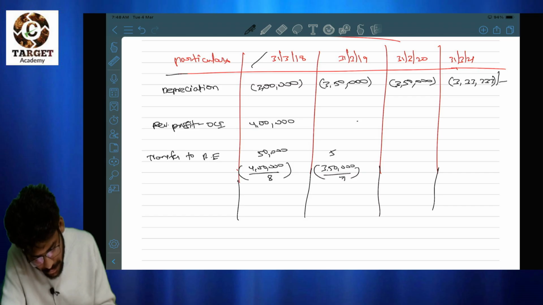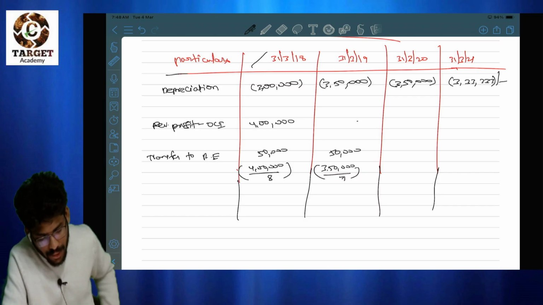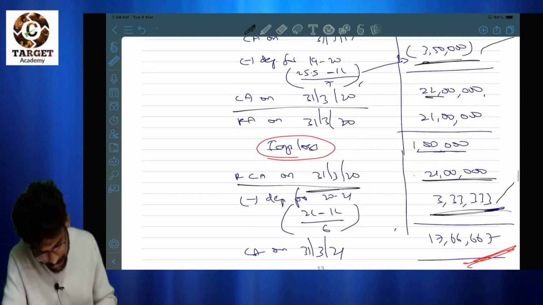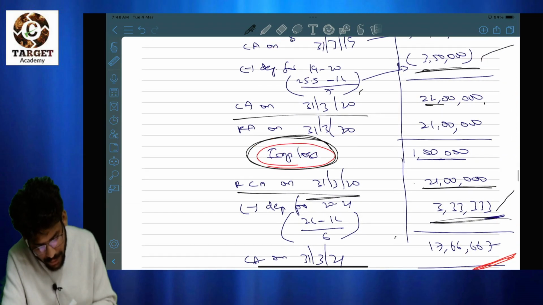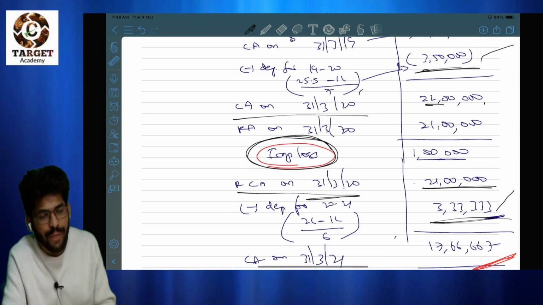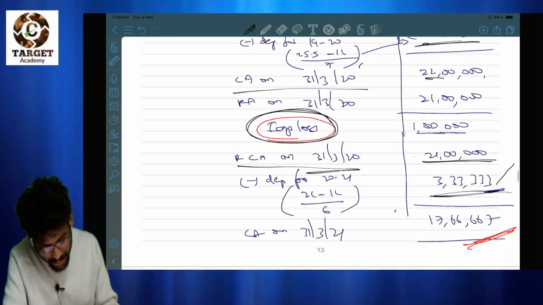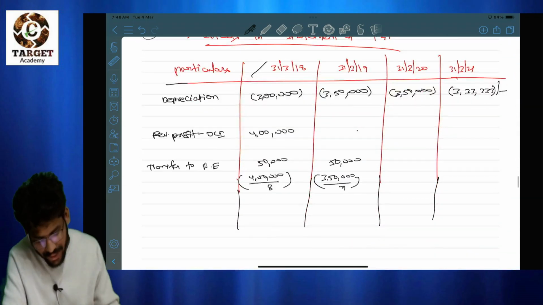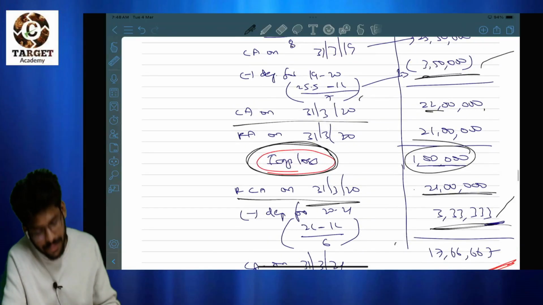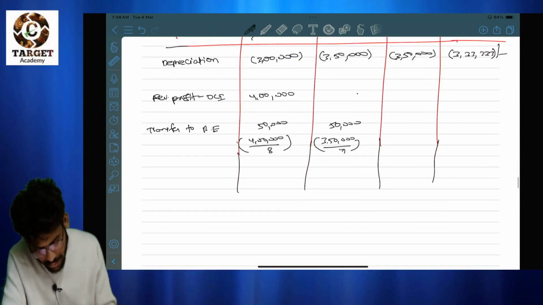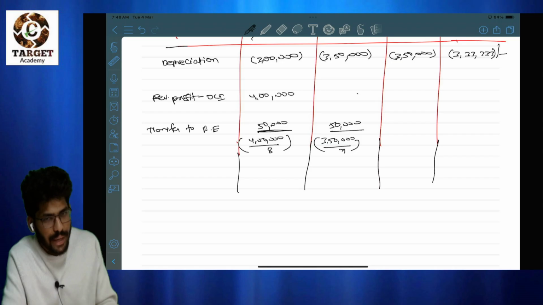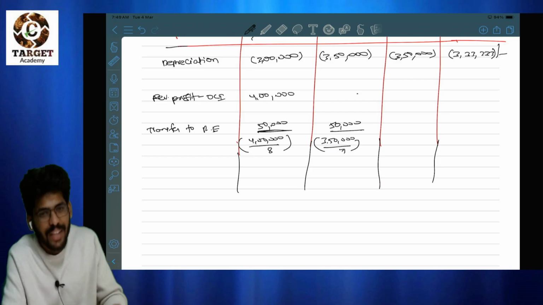Again 50,000. On 31st March 2020, the asset has an impairment loss, because we have to find out the recoverable amount. Because of that impairment loss, the revaluation surplus will get decreased. What is the impairment loss? 1 lakh. Out of 4 lakhs, 1 lakh is already transferred to retained earnings. Now that 1 lakh impairment loss should also be adjusted to revaluation surplus only.